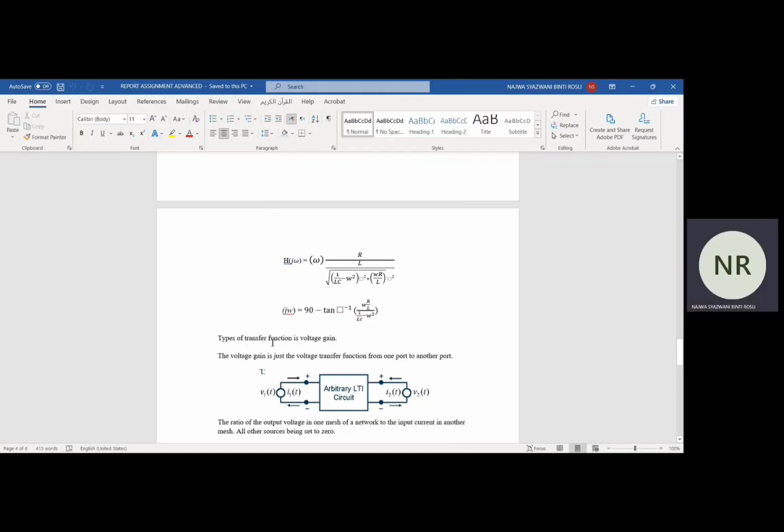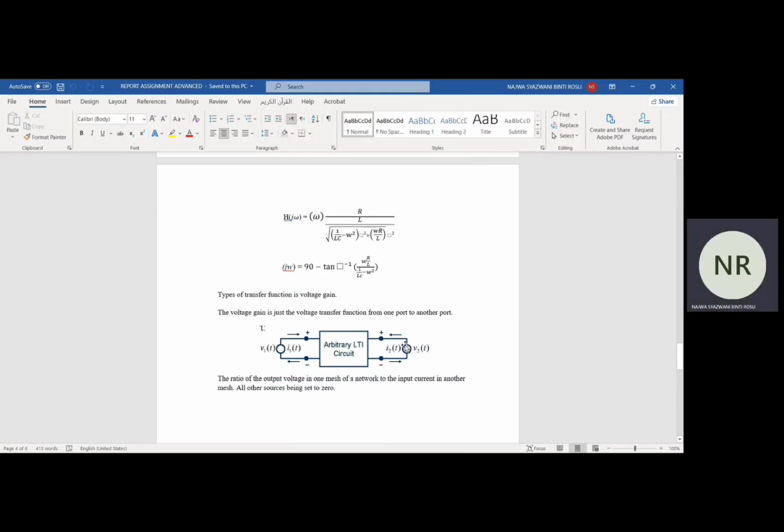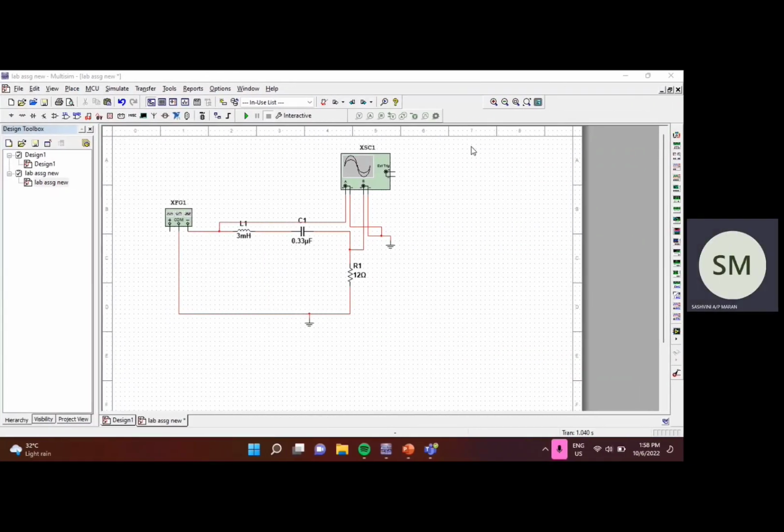The type of transfer function is voltage gain. The type of transfer function is determined in this step and an arbitrary circuit is also sketched with its source set to 0. This is to deduce the ratio of the output voltage to the input current of a mesh. That's all about the passive component, transfer function, and type of transfer function of voltage gain. For part E, first we need to construct the circuit as shown in the question.